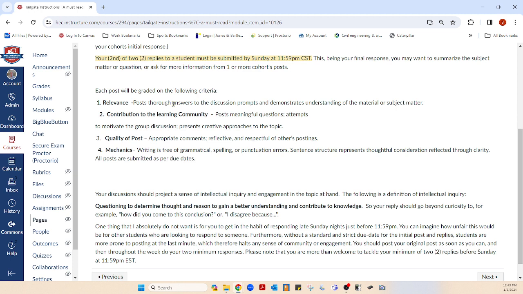And what I'm wanting is that the student posts thorough answers to the discussion prompts or questions and demonstrates understanding of the material or subject matter. I want to know how you expect to do that. How are you going to demonstrate that you have understanding of the material or subject matter? One way is to tell me the same thing in different words. Tell me what that is in different words.